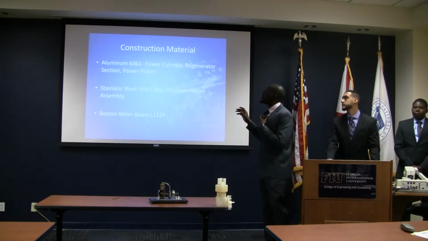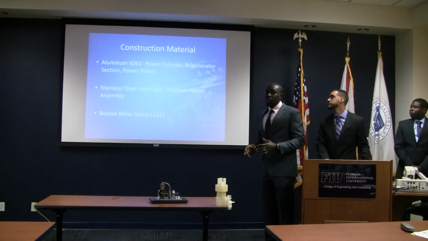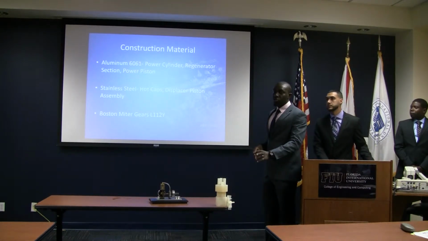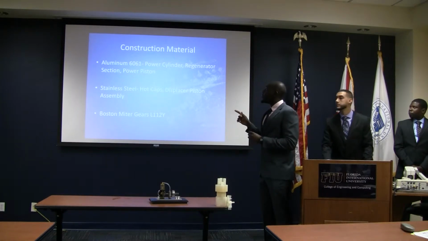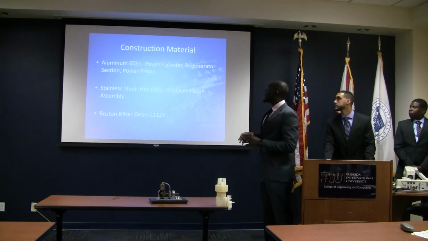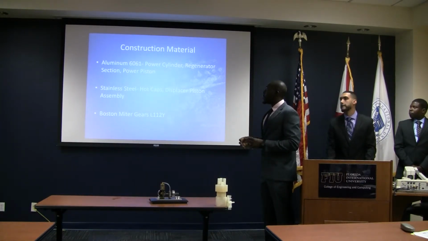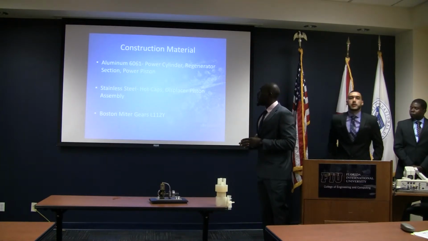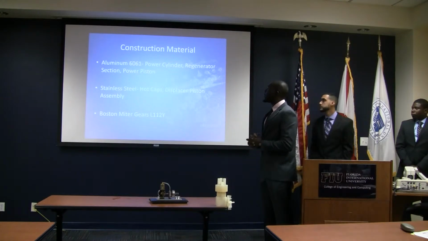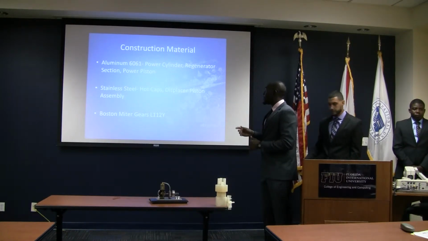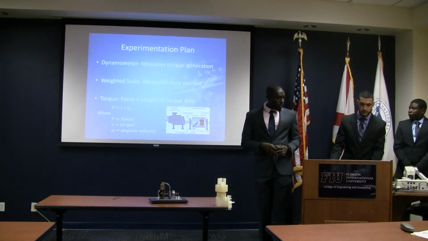This was the construction material that we had planned, if we had the chance to actually machine this Stirling engine. We planned on using aluminum 6061 for the power cylinder, regenerator section, and the power piston. For the stainless steel, we planned to use it for the heart cups, the special piston assembly, and the Boston meter gears as well.